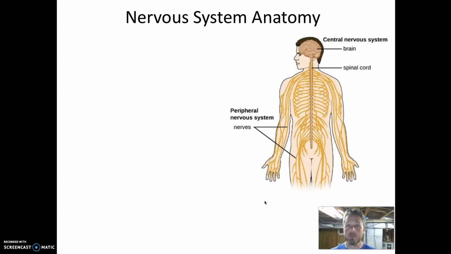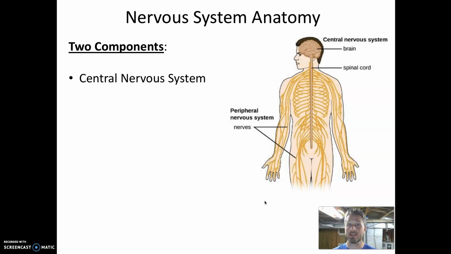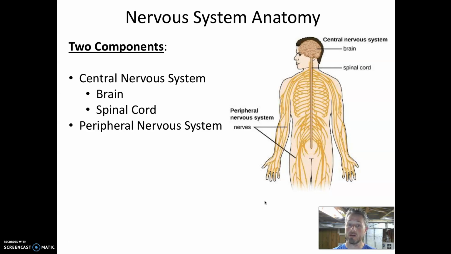So the nervous system is broken into two primary components. We're going to talk about the central nervous system and the peripheral nervous system. For the central nervous system, we'll see how that's just composed of the brain and the spinal cord. And then the peripheral nervous system is the part of the nervous system that carries signals out to the rest of the body, and that's primarily composed of nerves. For our purposes, we're mostly going to be thinking about the central nervous system.